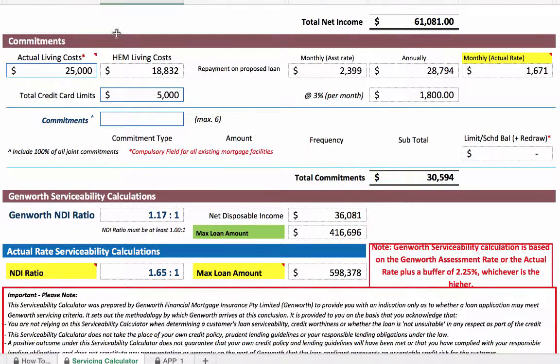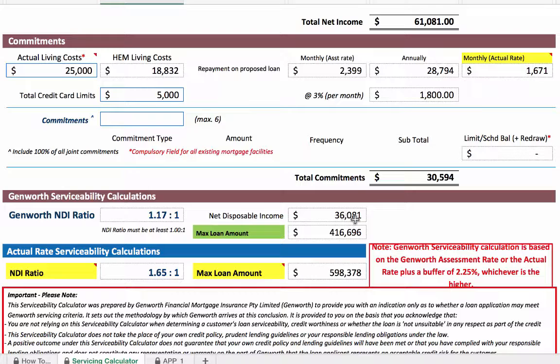Then we less the living costs. They're kind of off to the side to the commitments. Living costs, 25,000 we've used. So we take 25,000 off the 61,081. We've got a net disposable income of 36,081.